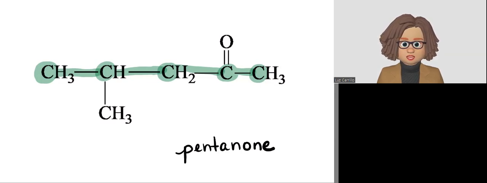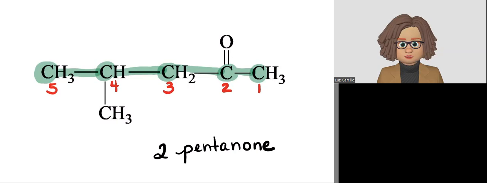When we are numbering our carbons, we're going to do it from the end that is closest to the C double bond O, remember that that is called a carbonyl group. This is carbon 1, this is carbon 2, carbon 3, carbon 4, carbon 5. We can observe that our C double bond O is on carbon 2. And whenever you have a ketone that has 5 carbons or more, you have to get the location of the double bond oxygen.